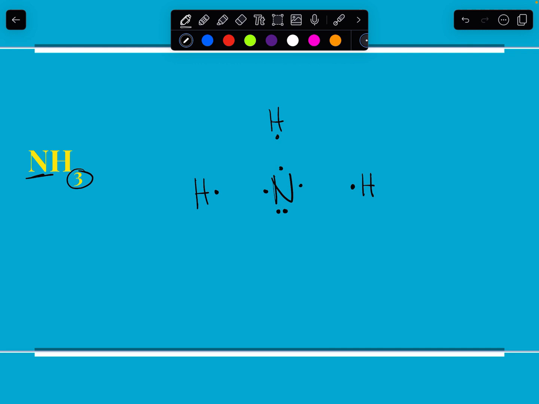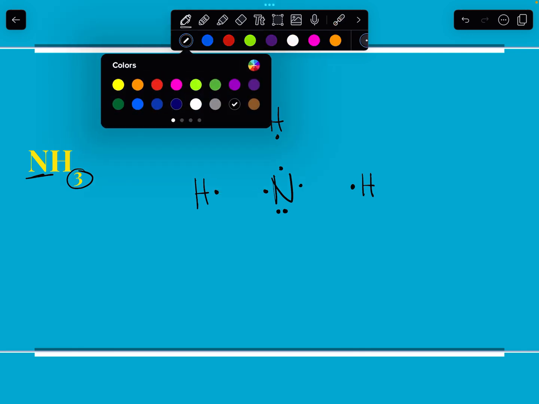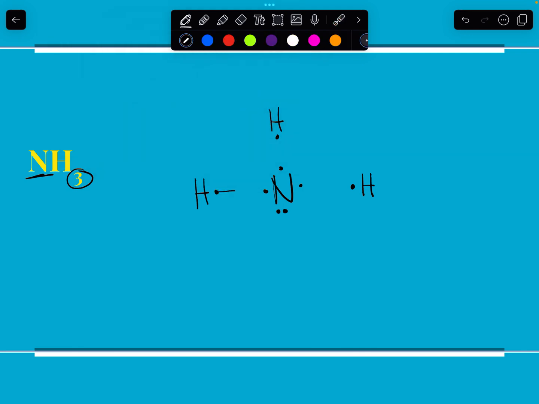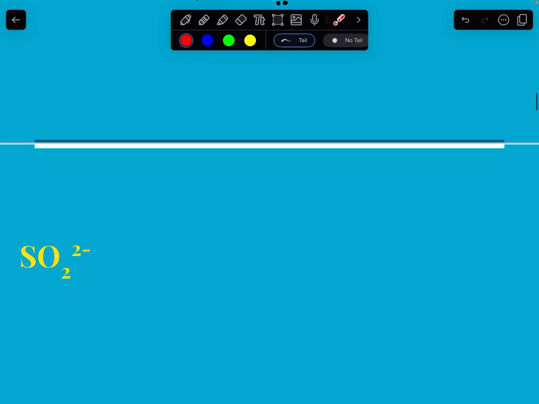Now, hydrogen is one of our exceptions. Remember, it doesn't want 8. It actually just needs 2 total. So since it comes with 1, if we connect it with another, that gives us our 2. So we're going to just connect it there, make that hydrogen happy, that hydrogen happy, that hydrogen happy. And then if you look at your nitrogen, it has 2, 4, 6, 8. Everybody is happy and we're good. All right, let's try another one.